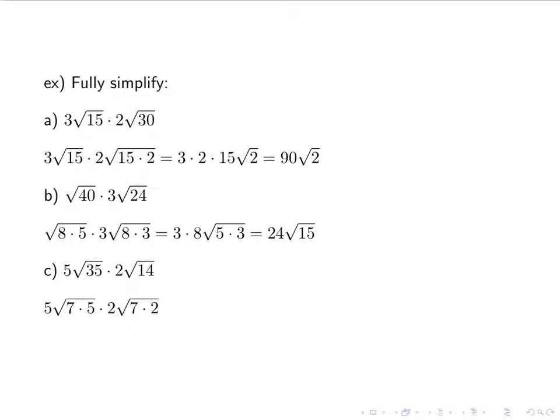I'll pull out the 2 root 7s that become a 7. So I have my original 5 and 2 outside of the square root. My root 7s become 7, and then I still have a 5 and a 2 inside the square root as well. Multiply that through, and I get 70 times root 10.